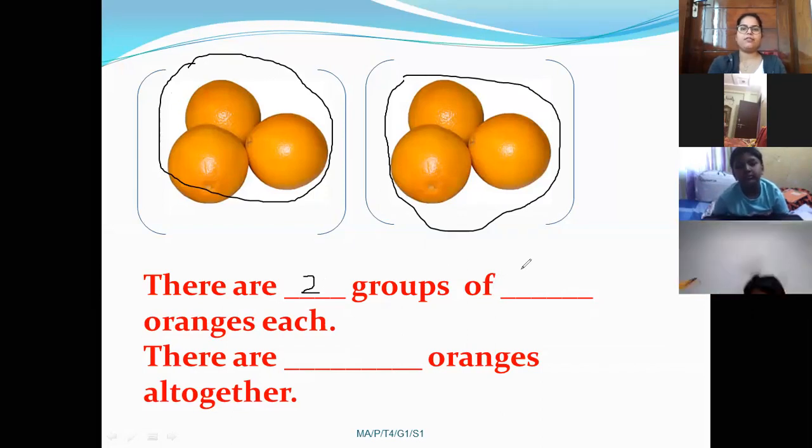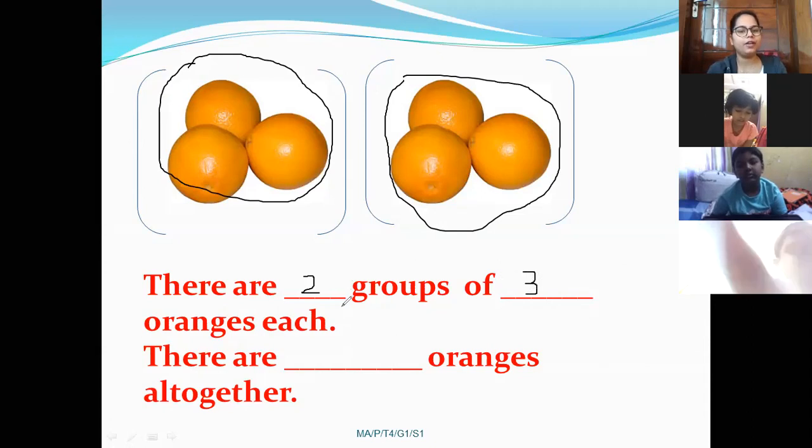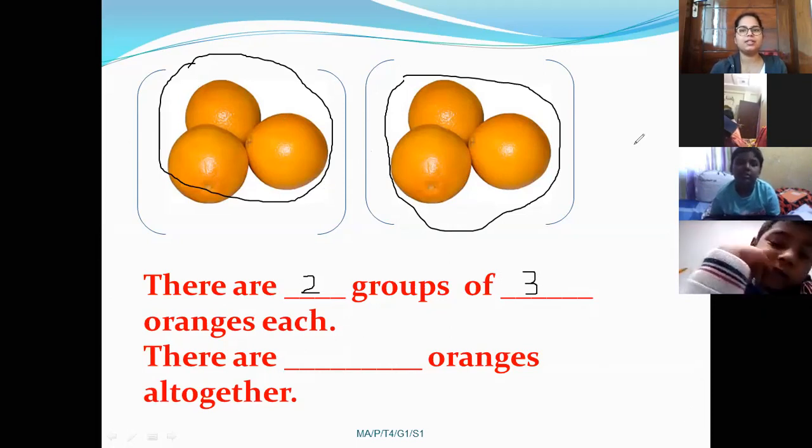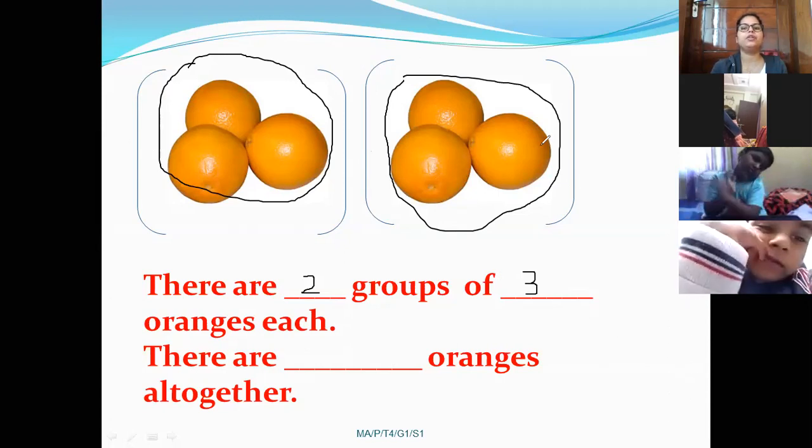3. Yes, very good. So children, you all can count also in one group how many oranges are there? 1, 2 and 3. So we can write here 3. So we can read it as there are 2 groups of 3 oranges each. How many groups are there? 2 groups are there, and in one group how many oranges are there? 3. So we can write it as there are 2 groups of 3 oranges.